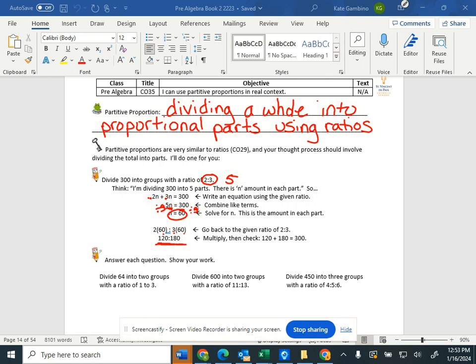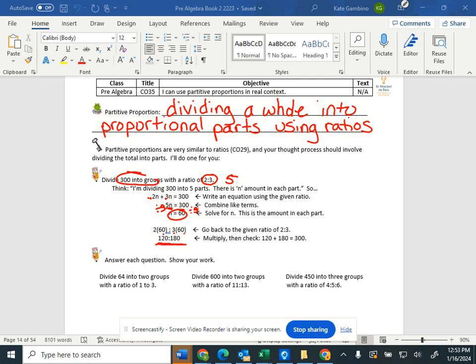We can always go back to check our work. We know we have a total of 300. So does 120 plus 180 equal 300? If it does, then we know that we're doing good. We're on the right track.